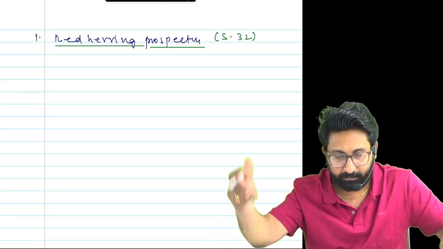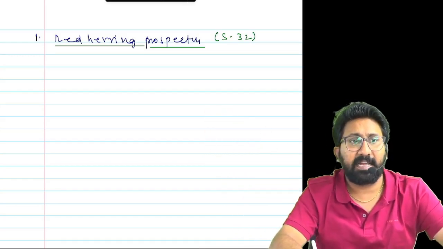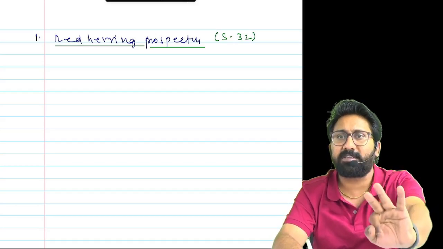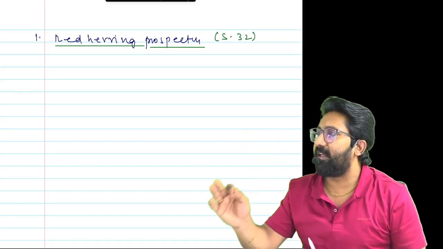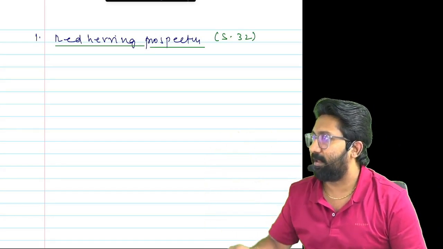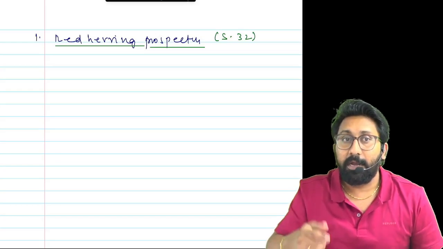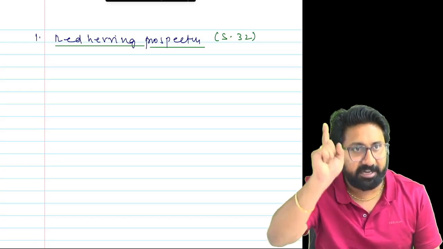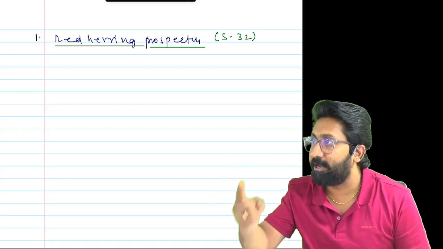Shall we? Let's begin. What is the name? Red herring prospectus. Why it will be issued, when it will be issued, what is prospectus, what are the characteristics? Let us understand. Point number 1. Whenever companies are going for IPO, IPO means initial public offer. That's the first time I am going for public. First time going into public.